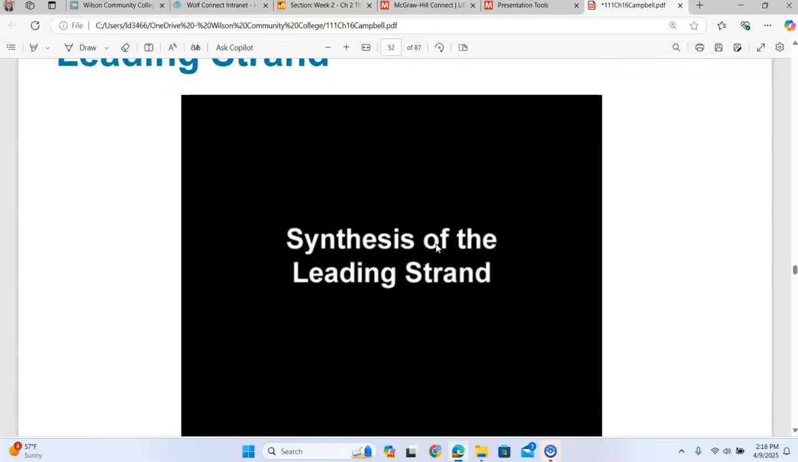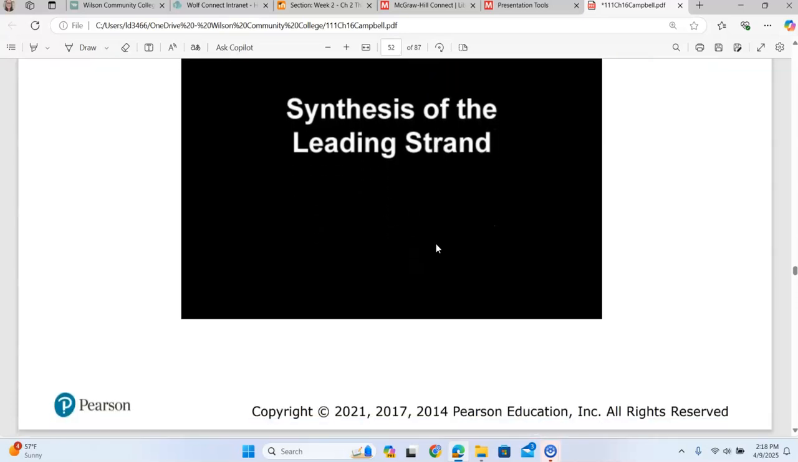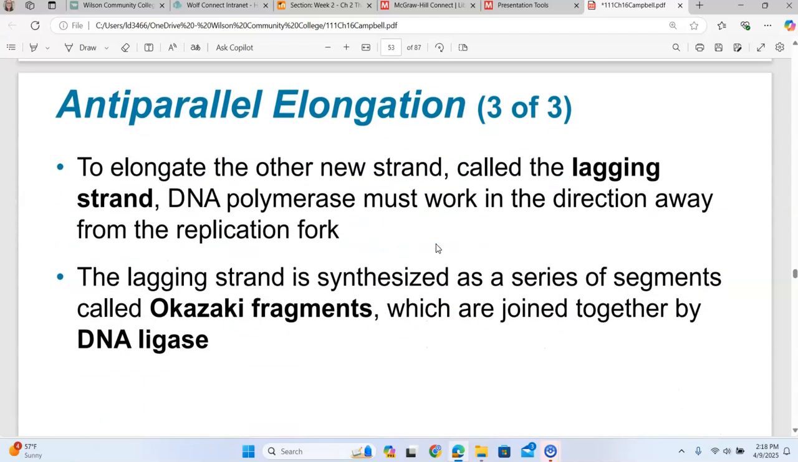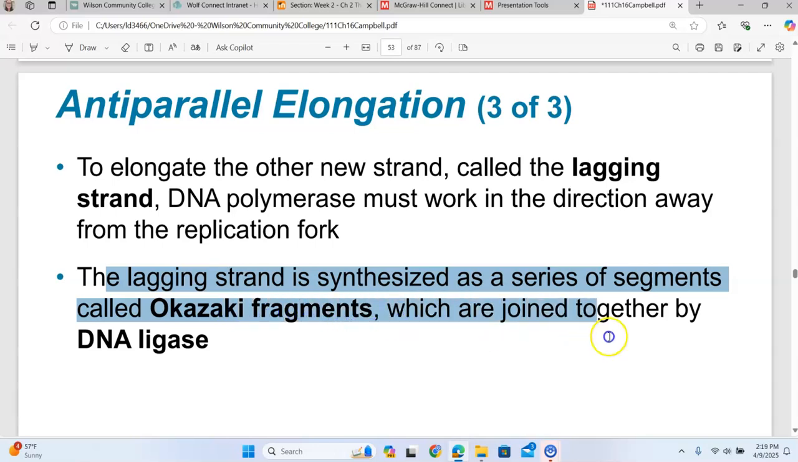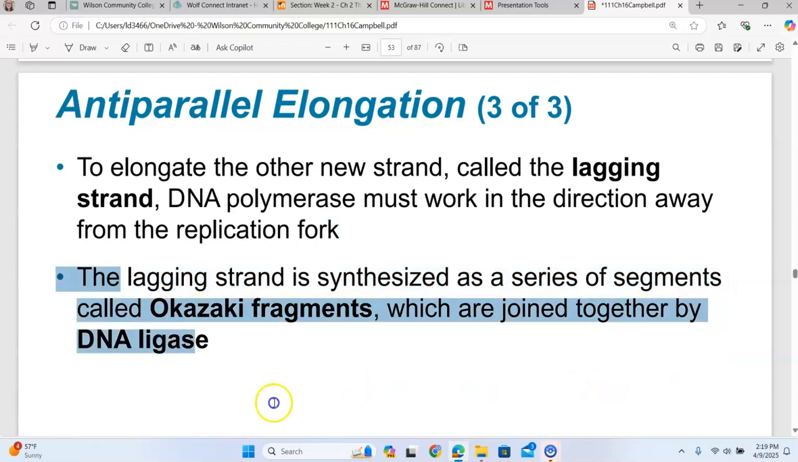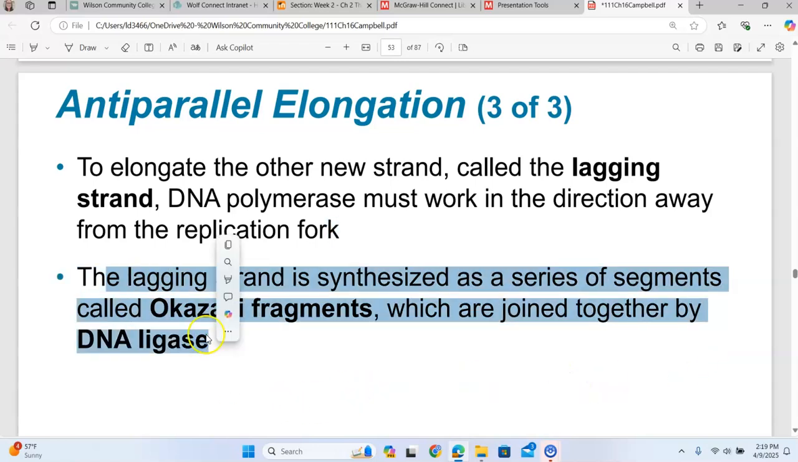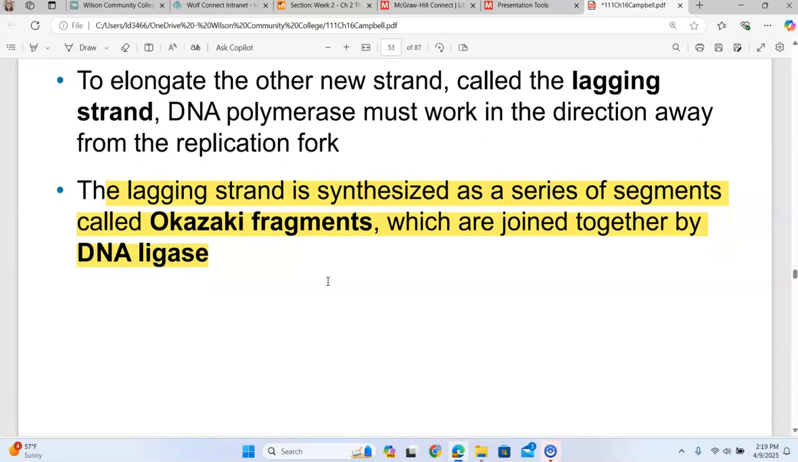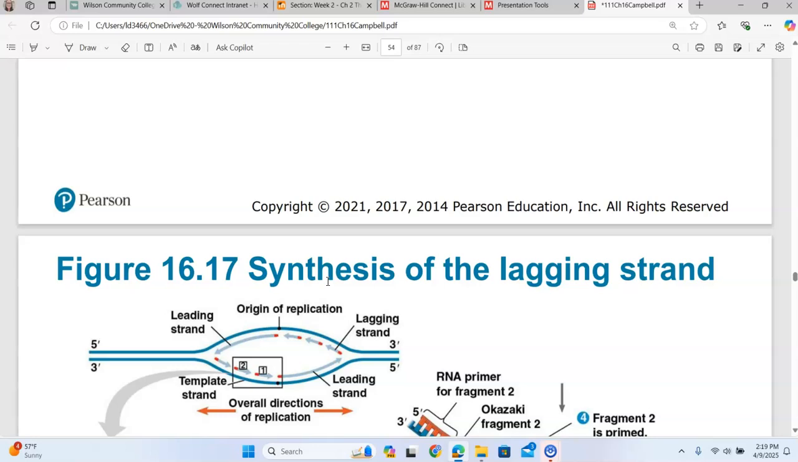Here's an animation in slide 52 that would be good for you to watch. This animation only shows you synthesis of the leading strand, which is the one that DNA polymerase replicates continuously. But for the lagging strand, DNA polymerase is working in the wrong direction, so it synthesizes that lagging strand in segments called Okazaki fragments. Those fragments are then joined together by an enzyme called DNA ligase. Remember, that only happens on the lagging strand. The leading strand doesn't need DNA ligase because it's replicated in one long strand instead of in segments.